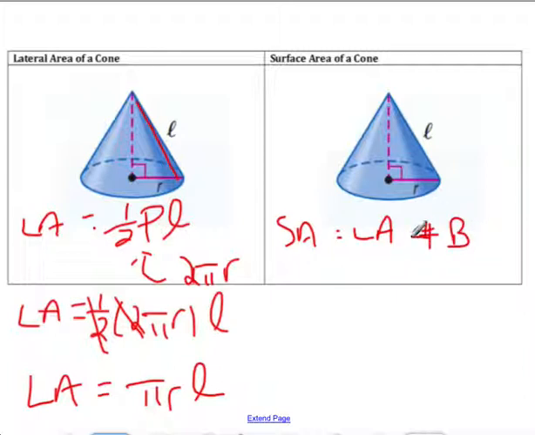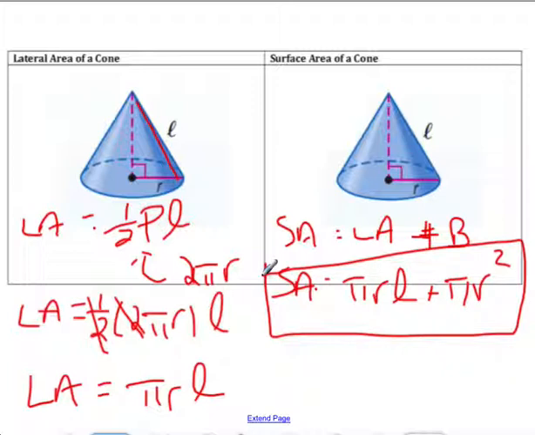That should be a plus sign. So let's go ahead and calculate that in. So the lateral area is pi r L. Now, to calculate the base of a cone, the base of a cone is always a circle. How do you calculate the area of a circle? Well, that's just pi r squared. So this right here is your surface area formula. You have pi r L, so remember L represents that slant height, plus pi r squared.